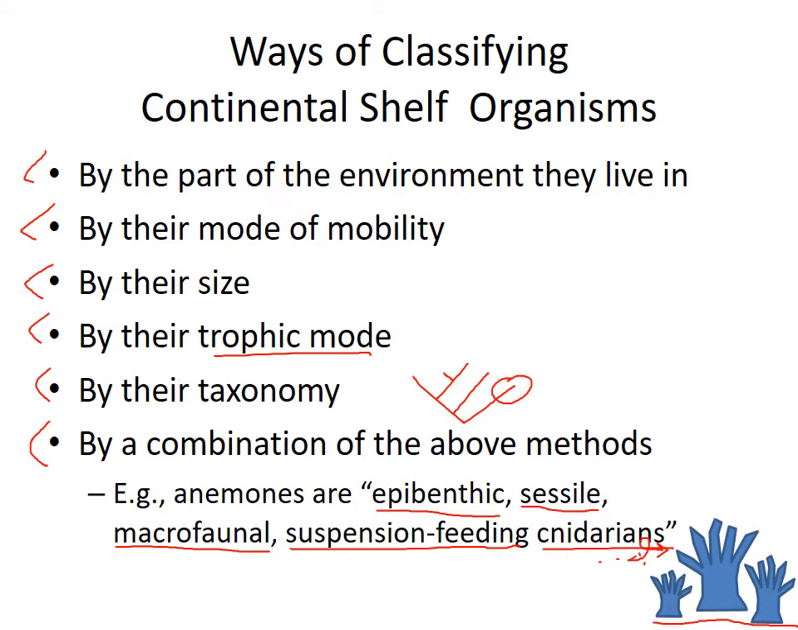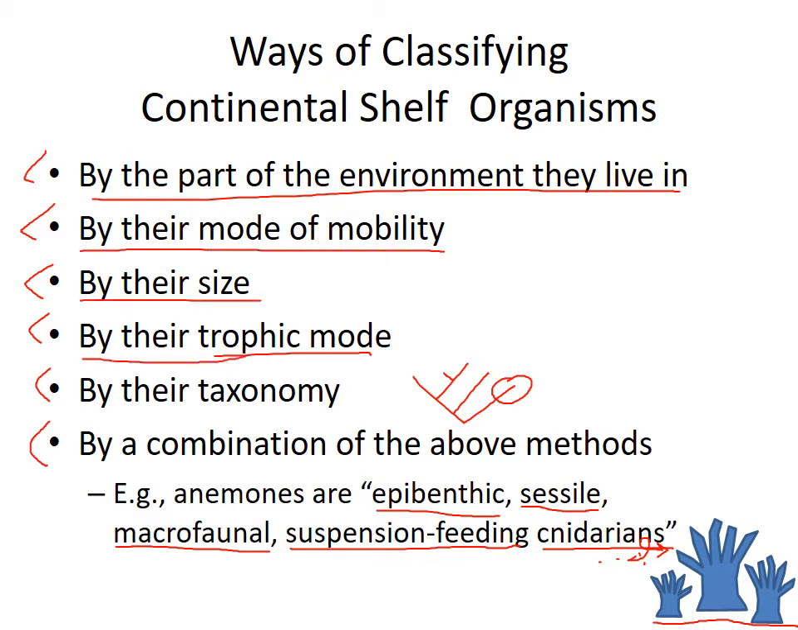So here you can see that we used epibenthic to describe the part of the environment that they live in, sessile to describe their mobility, macrofaunal to describe their size, suspension feeding to describe their trophic mode, and cnidarians to describe their taxonomy, and then we combined all of these into this mouthful of a description here. But this is really useful, and I want you to know how to do it.